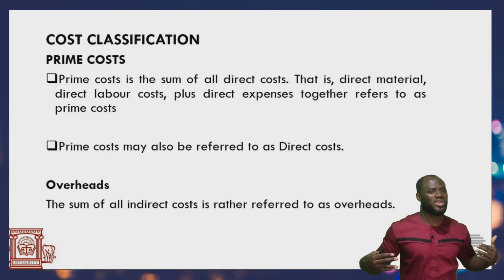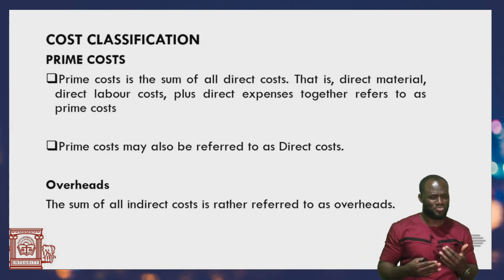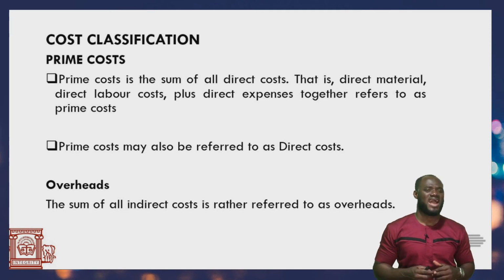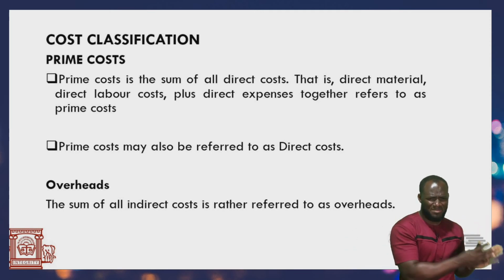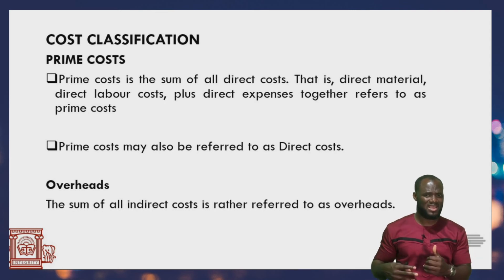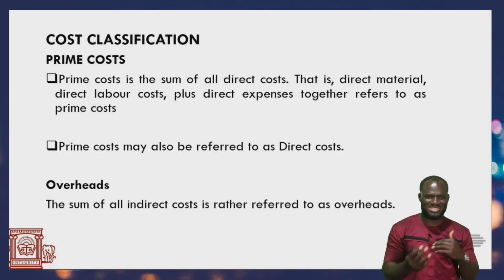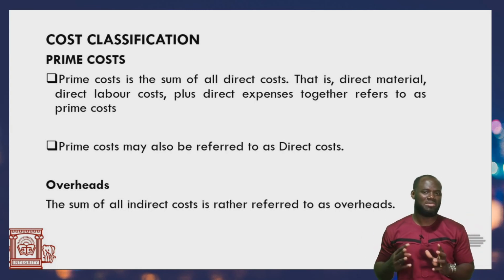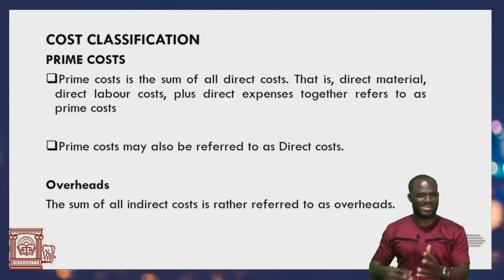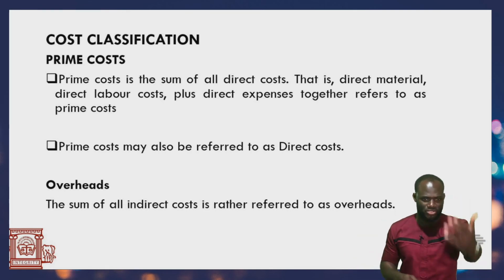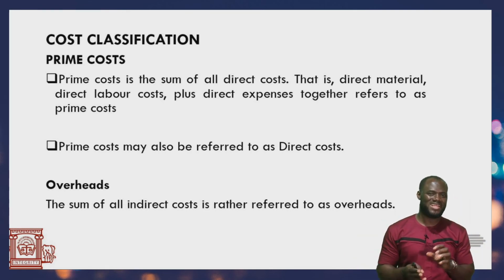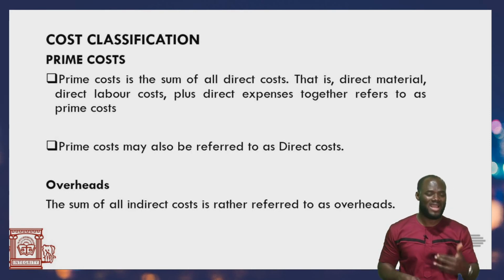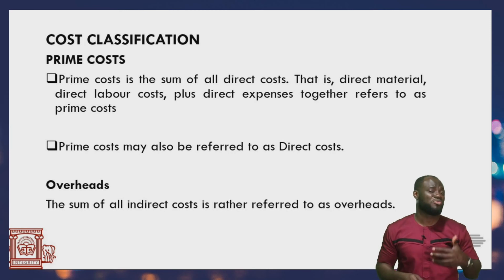Now, when you put all this in terms of your costing, which means determining the cost of the table, if I want to determine the cost of the table, I can decide to put the material cost plus the labor cost plus the expenses. I can decide to break them into direct and indirect. Now, when you add all the direct costs together, which are made up of direct material, direct labor, direct expenses, together it is called prime cost. But when you rather add the indirect labor, indirect expenses, indirect material together, we have what is called the overheads.